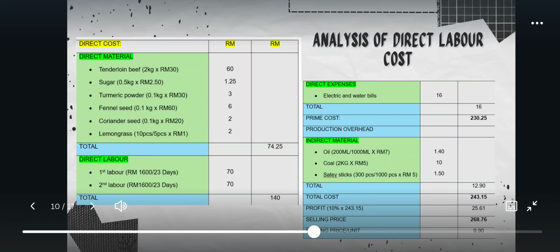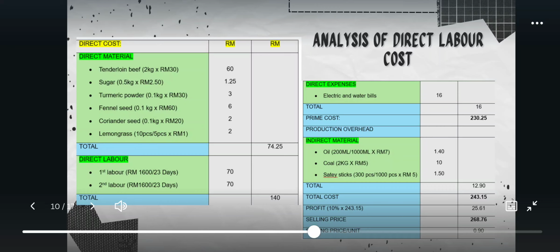And for direct expenses, which is electric and water bills, is 16 ringgit. Okay, so we total up, we plus 74.25 plus 140 ringgit plus 16 ringgit. The answer will be 230 ringgit and 25 cents.